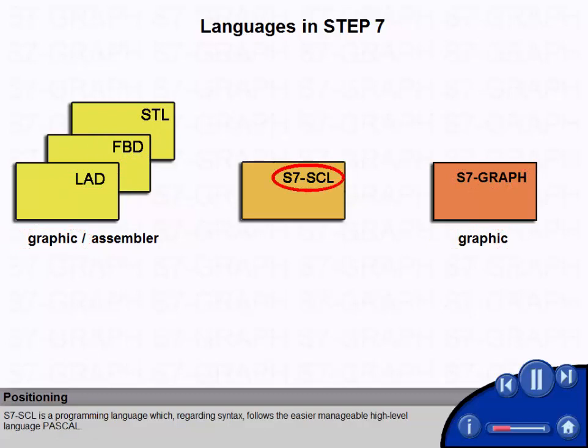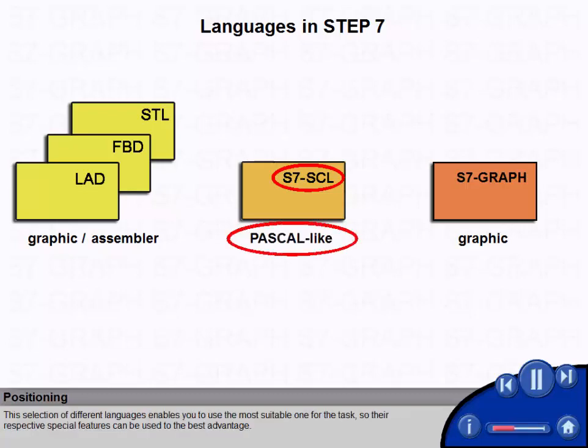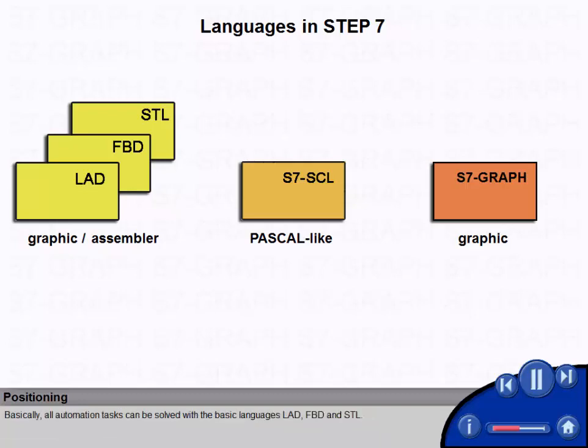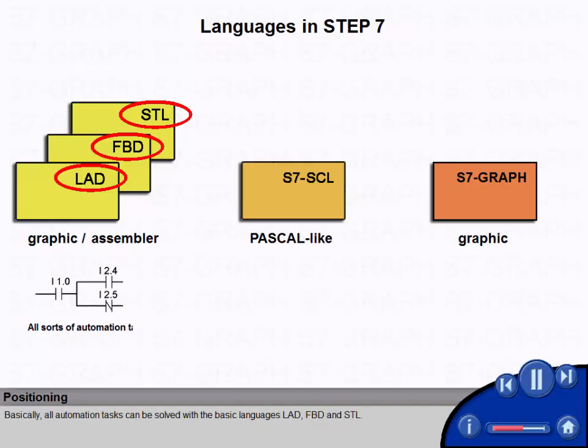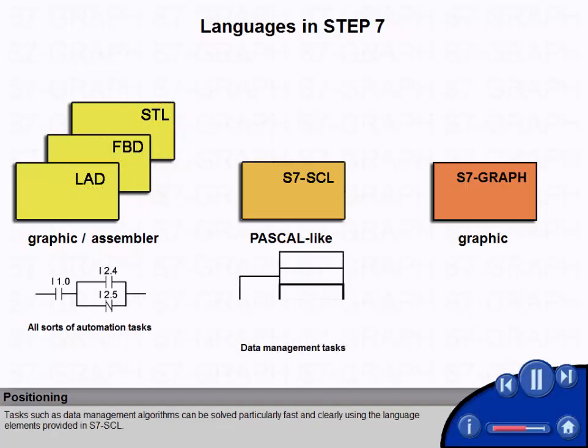S7-SCL is a programming language which, regarding syntax, follows the easier, manageable, high-level language Pascal. This selection of different languages enables you to use the most suitable one for the task, so their respective special features can be used to the best advantage. Basically, all automation tasks can be solved with the basic languages Ladder, FBD, and STL. Tasks such as data management algorithms can be solved particularly fast and clearly using the language elements provided in S7-SCL.